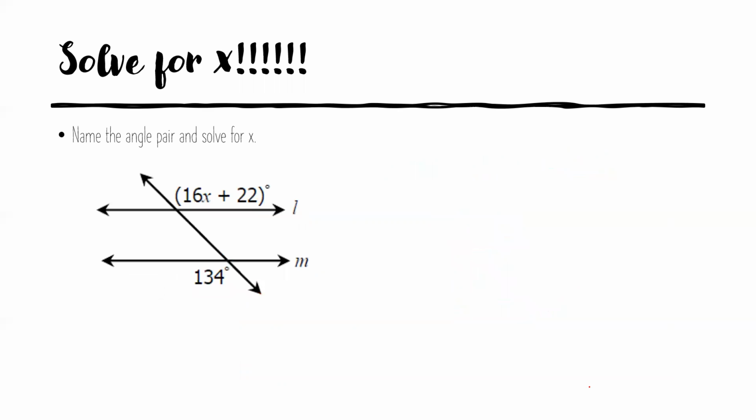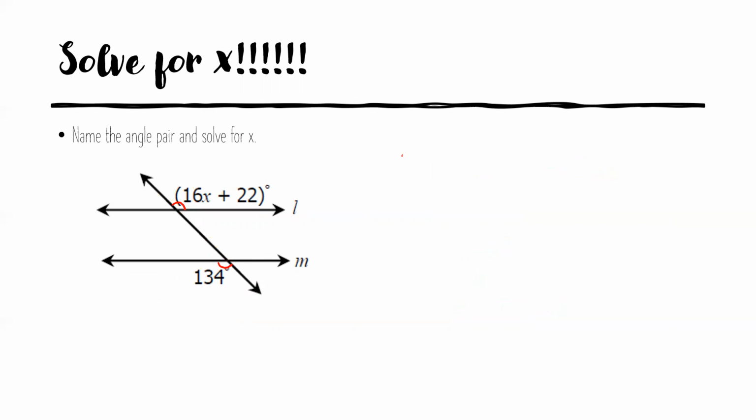Let's go on to the next example. This next example here, they want me to name the angle pair and solve for x. So as you can see here, they're giving me this angle and this angle. So first of all, looking at those two angles here, I know that they are in the exterior because they're on the outside and they are on opposite sides of the transversal, right?